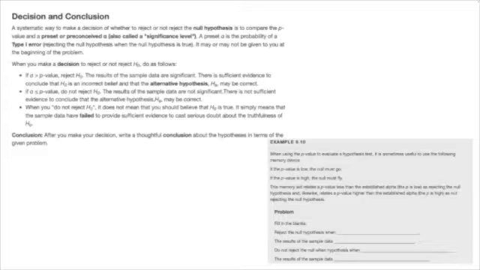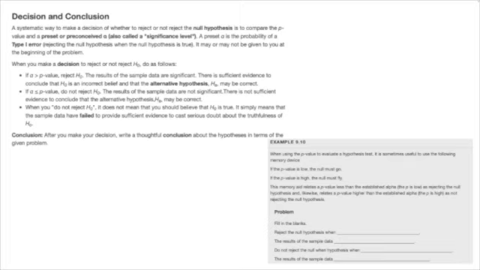And then when you do not reject the null, it doesn't mean that you believe it's true. It simply means that you don't have enough evidence to support that beyond a reasonable doubt it's absolutely false. After you make your decision, you write a thoughtful conclusion about the hypothesis in the terms of the problem.